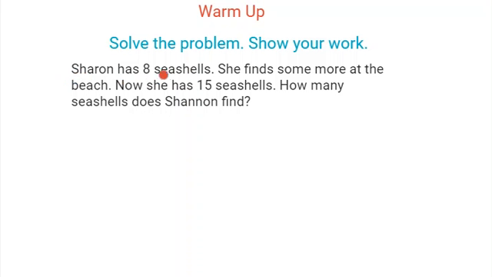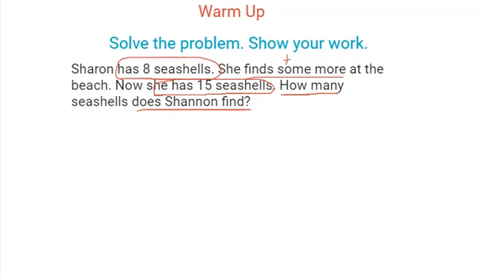So here we go. Sharon has 8 seashells. Then it says she finds some more at the beach. So she's adding to what she has, so I'm going to put a plus there because we're adding at the beach. Now she has 15. So that's her whole right now. How many seashells does Sharon find? We're trying to find how many Sharon finds.